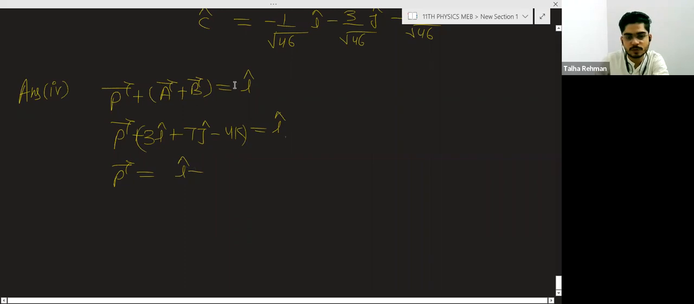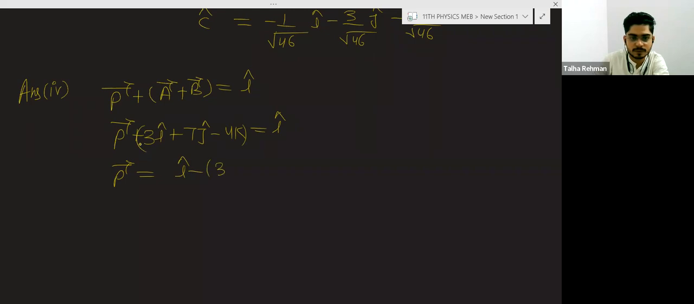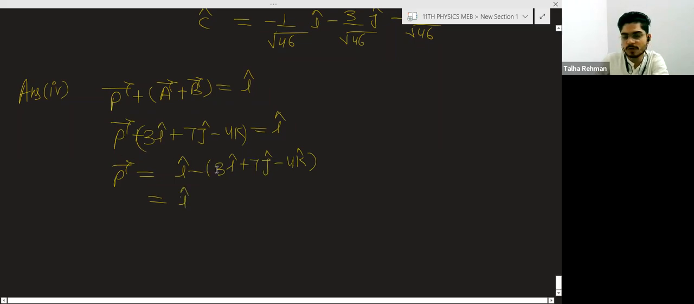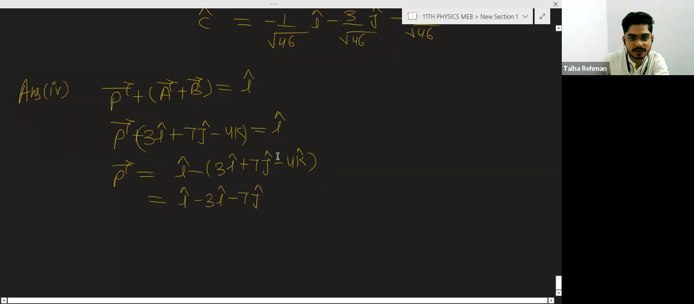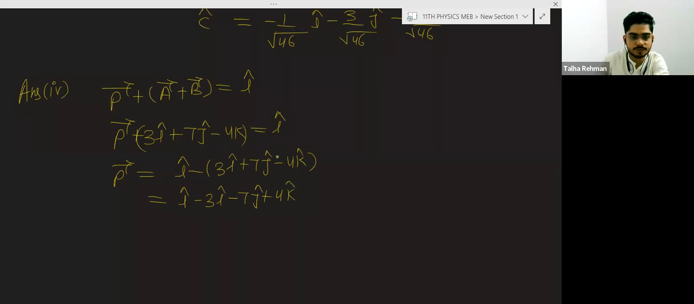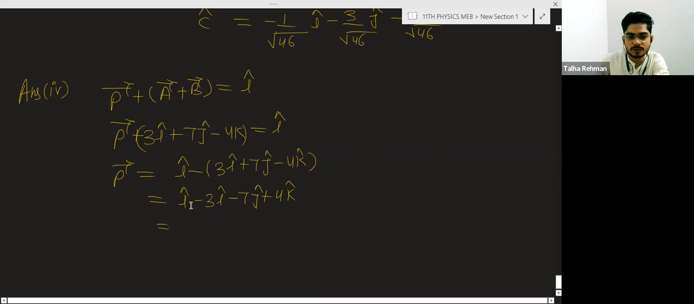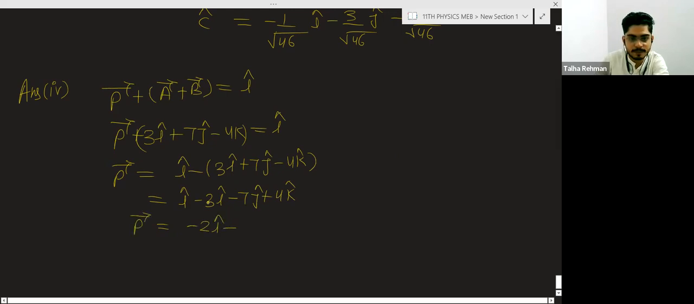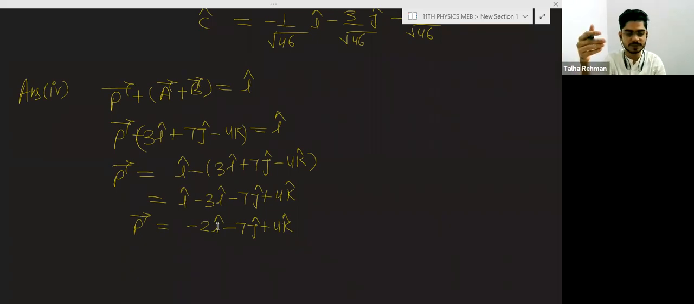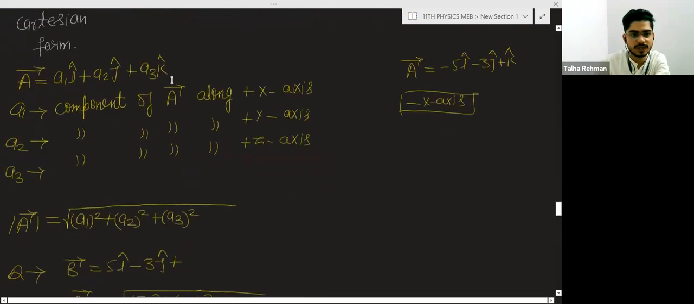This whole term will go this side and becomes negative. So P equals I cap minus the bracket of 3 I cap plus 7 J cap minus 4 K cap. Multiply this bracket, the whole of the things, with the minus sign. This will become minus 3 I cap minus 7 J cap, and minus and minus will become plus 4K cap. Now you will add only the I cap. This is 1 I cap, this is minus 3 I cap, so minus 2 I cap you will have. Minus 2 I cap minus 7 J cap plus 4K cap. So this is your final answer. This is just the addition and subtraction in Cartesian form, which is very, very easy. Please note it down. Then we will discuss the polar form.